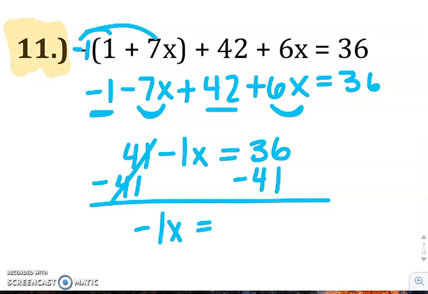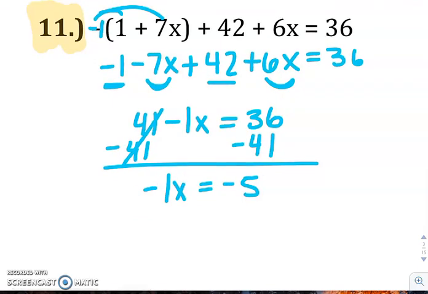On the right-hand side, 36 minus 41 is going to be negative 5. So we have negative 1x equals negative 5. And again, we haven't solved for x yet. We've solved for negative x. So we need to divide both sides by negative 1. X will equal 5.